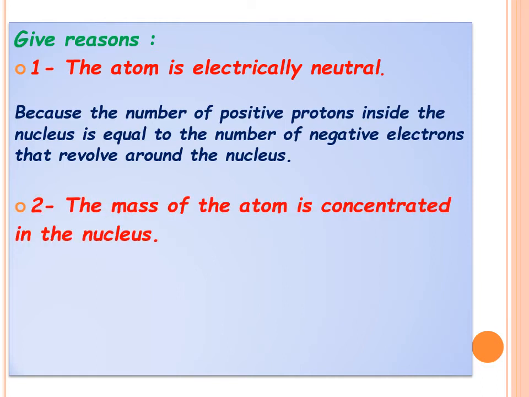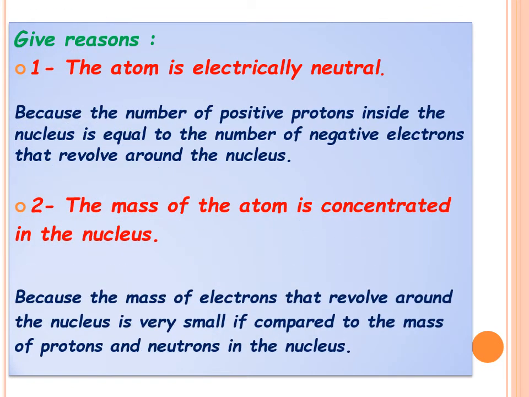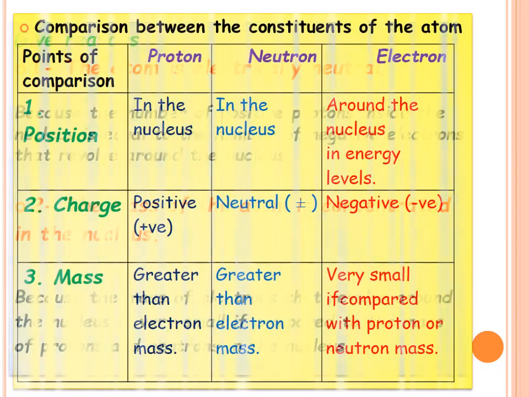The mass of the atom is concentrated in the nucleus. Because the mass of electrons that revolve around the nucleus is very small if it is compared to the mass of protons and neutrons inside the nucleus.